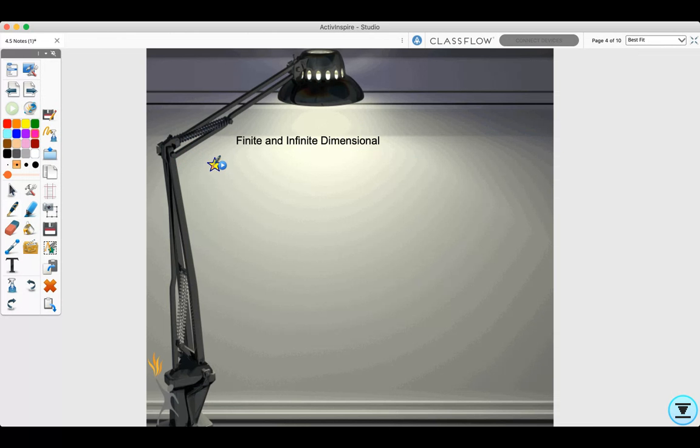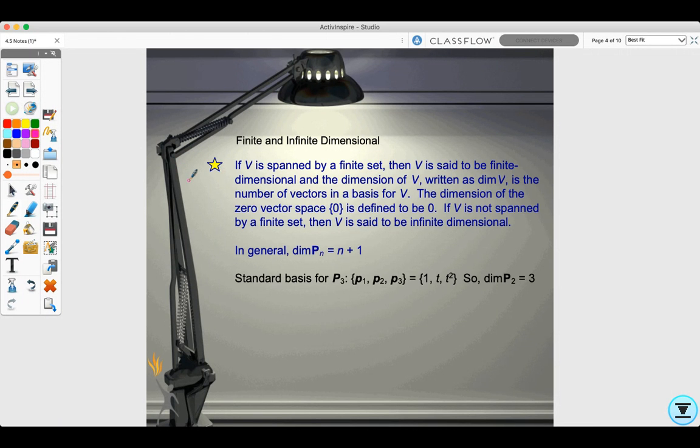Finite and infinite dimensional. If V is spanned by a finite set, then V is said to be finite dimensional, and the dimension of V, written as dim V, is the number of vectors in the basis for V. The dimension of the zero vector space {0} is defined to be 0. If V is not spanned by a finite set, then V is said to be infinite dimensional. In general, the dimension of Pn equals n plus 1. Therefore, the basis for P2 is 1, t, and t squared, so the dimension of P2 would be 3.